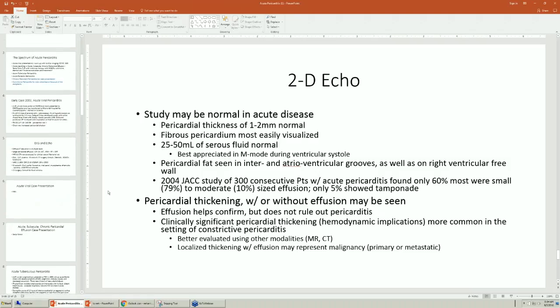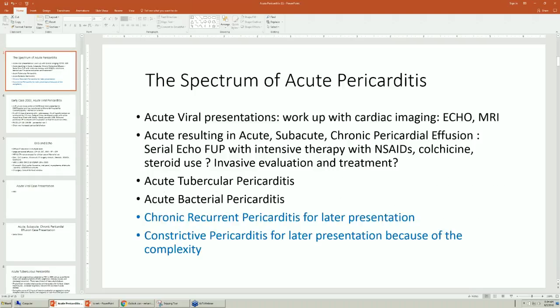So thank you very much. That concludes our presentation today. Another presentation, we'll be talking about chronic recurrent pericarditis and constrictive pericarditis.